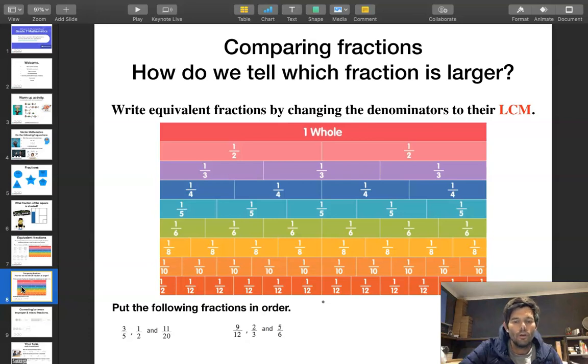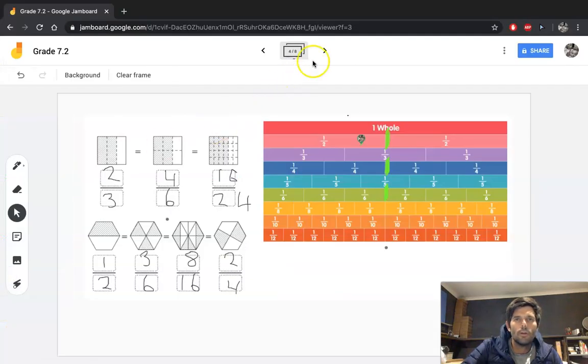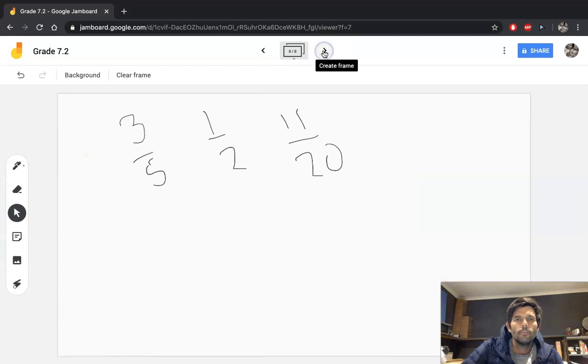So you've got 3 over 5, 1/2, and 11 over 20. So if I go back to my board, I'll show you how we work this out. Okay, so for me to compare something, they need to have the same denominators. I cannot compare half a cake with a cake that's cut into 5 pieces and you give me 3. It's very difficult to compare like that. So we change them into equivalent fractions.